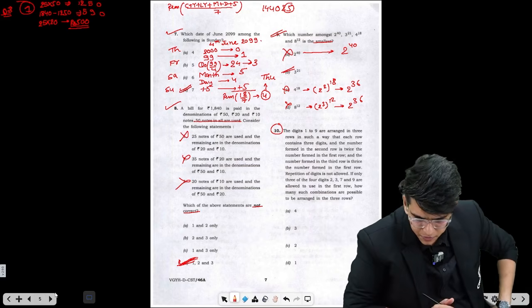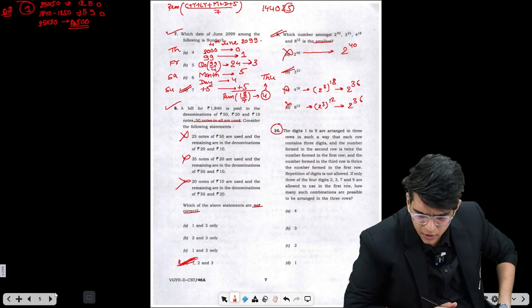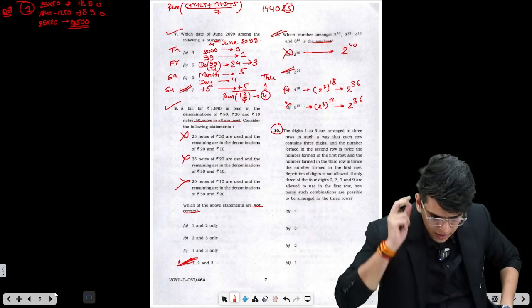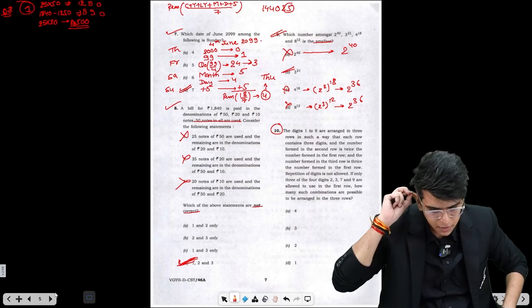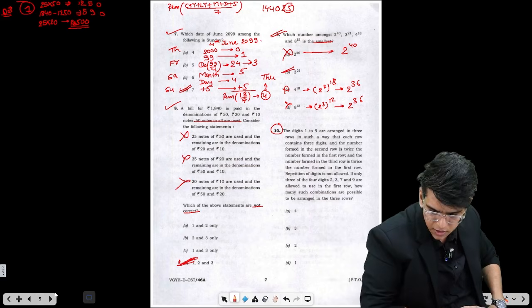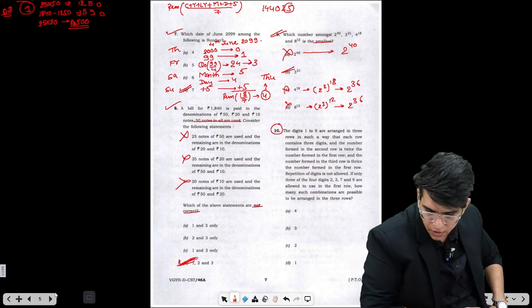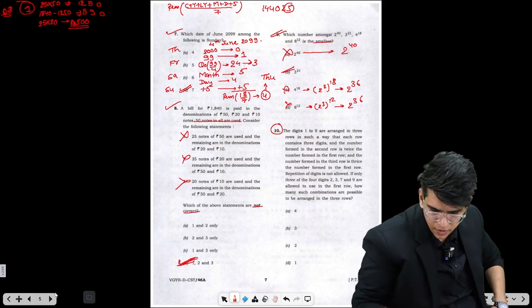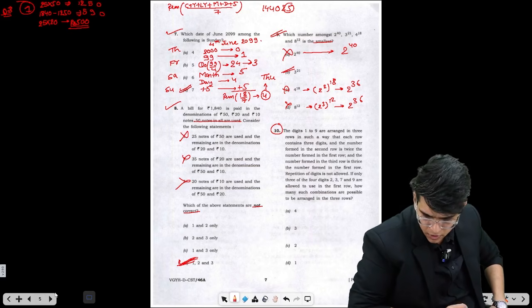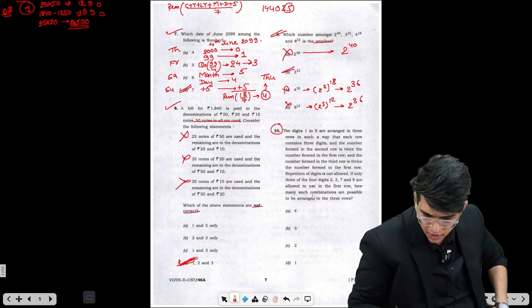Here the digits 1 to 9 are arranged in 3 rows in such a way that each row contains a 3-digit number, and the number formed in the second row is twice the number formed in the first row, and in the third row is thrice. Okay. Repetition of digits is not allowed. Okay. 3 of the 4 digits starting are 2, 3, 7.